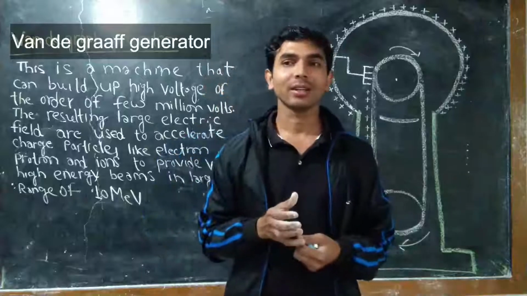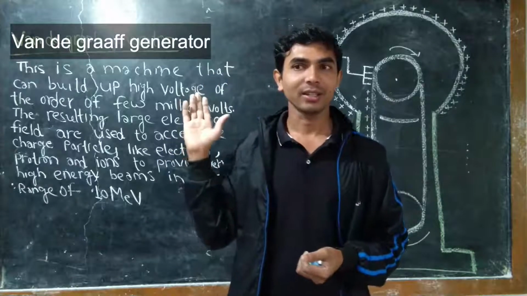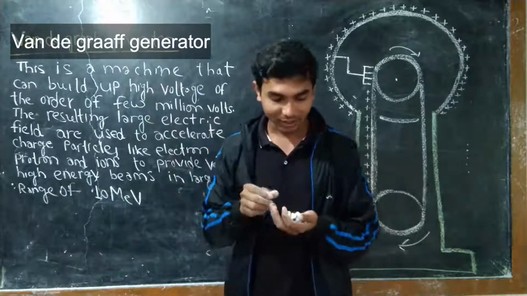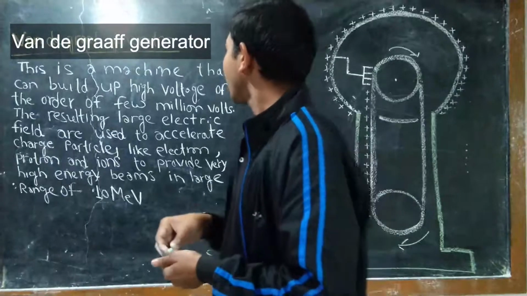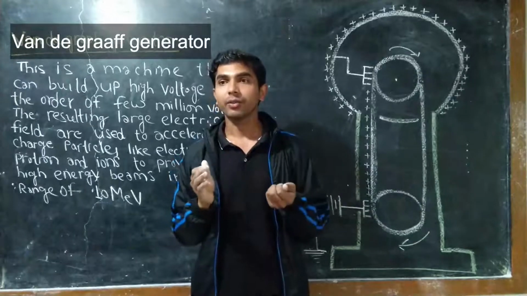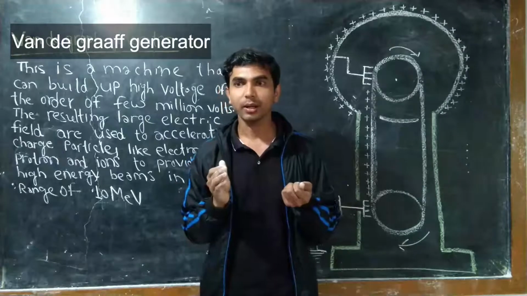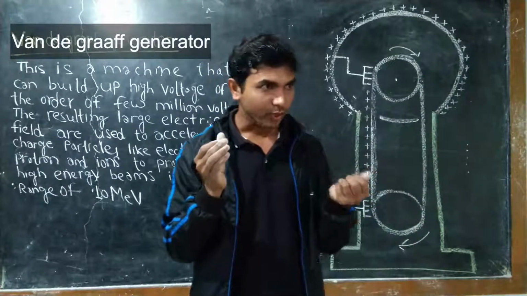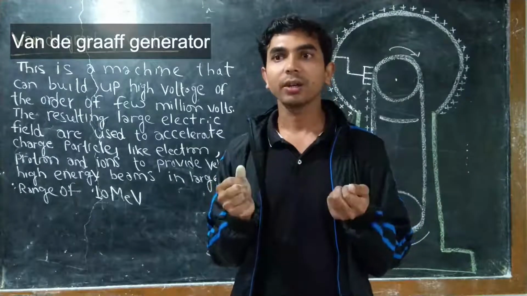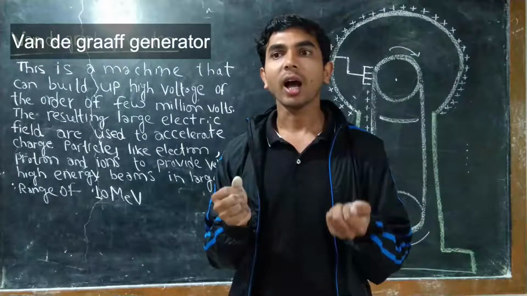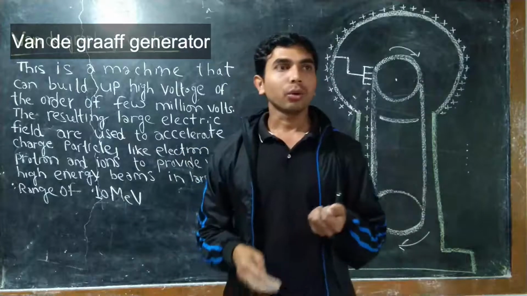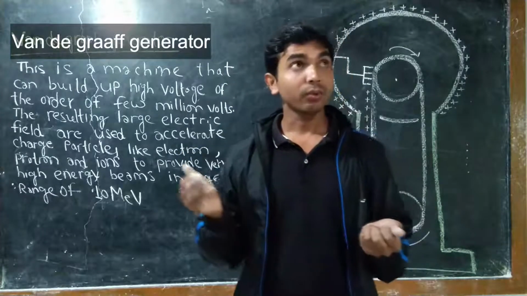Today I'm here with the last lecture of chapter 2. In this last lecture I'm going to discuss the Van de Graaff generator. In certain experiments we require high energy particles, that means particles for a certain nuclear experiment. We require high energy charged particles, that means a charged particle moving with very high speed.